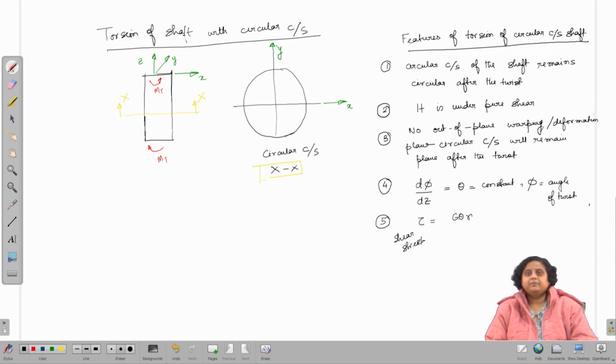All these basic features of torsion of the circular shaft are already known to you. In the next lecture, we will use the theory of elasticity and try to revalidate these points as we derive the equations for the torsion of a circular shaft.